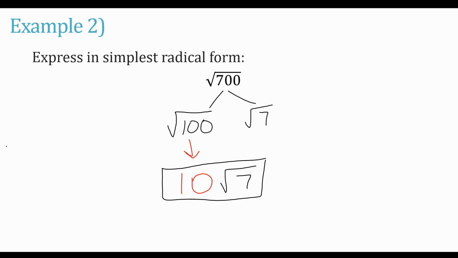So just to summarize, whenever we're simplifying radicals, we want to find the largest perfect square that can be divided into that number. Break it into two radicals, one with that perfect square. We always want to write that first, and then the non-perfect square second. Simplify your perfect square and bring down your non-perfect square radical. And that's it.